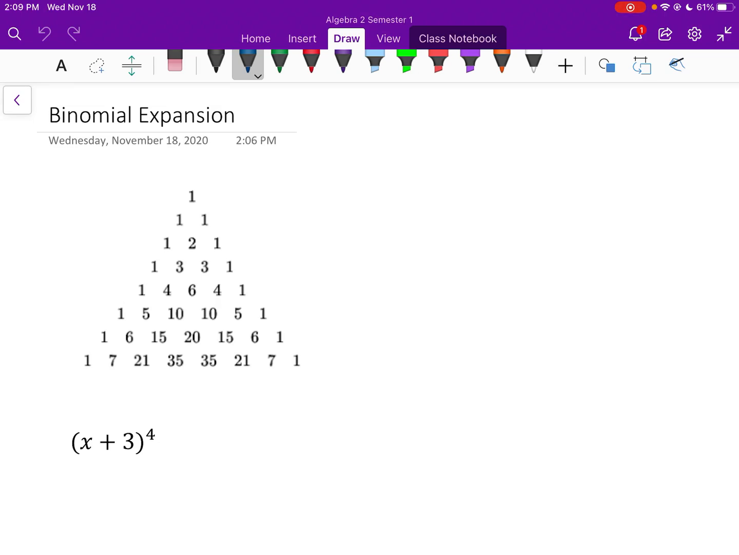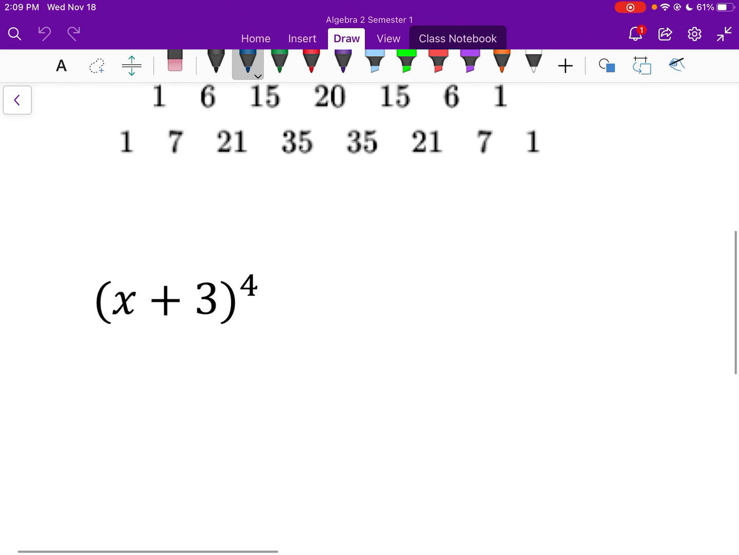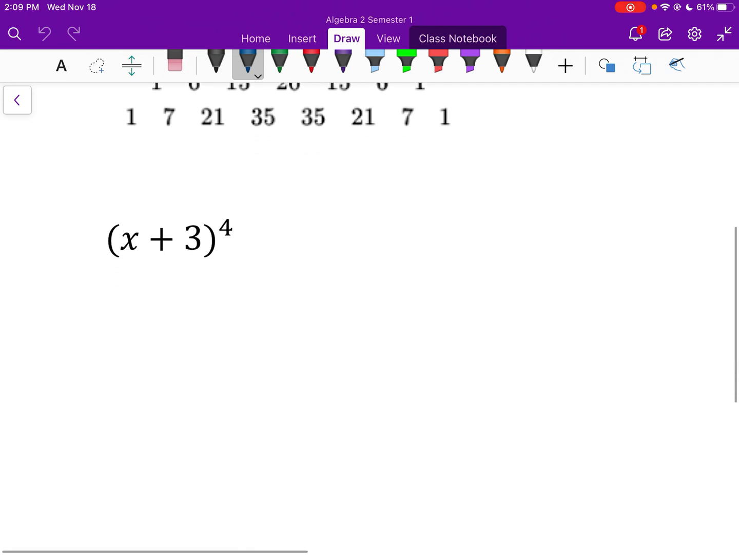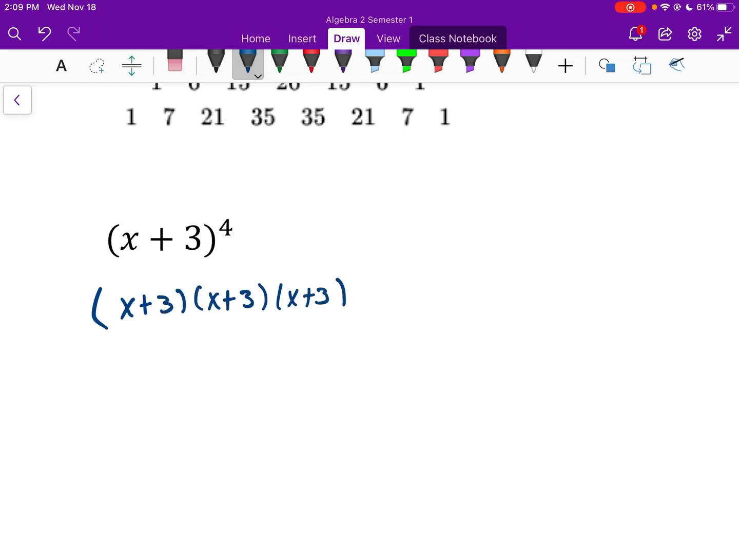All right, so here's this extra video I was talking about for expanding binomials. First off, let's just do it the long way. When we have x plus 3, the quantity to the fourth, that is saying x plus 3 times x plus 3 times x plus 3 times x plus 3. So when we do this, you'd have to multiply all the way through.